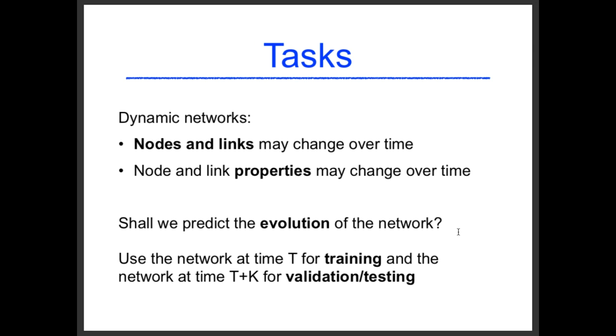So depending on the task that you have to deal with, at some point we may need to predict the evolution of the network. So you may use network at time t for training, okay, and the network at time t plus k for validation and testing, as described by Paolo yesterday for IMDb. He said that movies up to, I don't know, year 2000 are the training set, and then you start adding some years and you have your test set, okay?